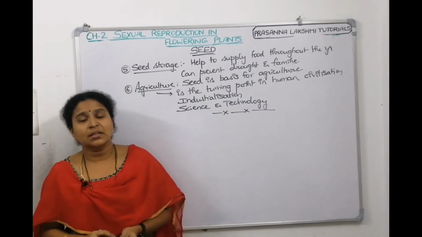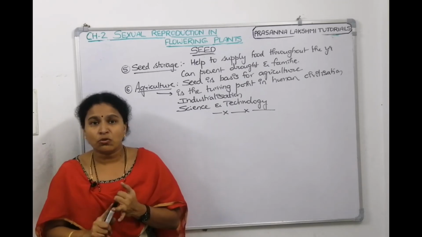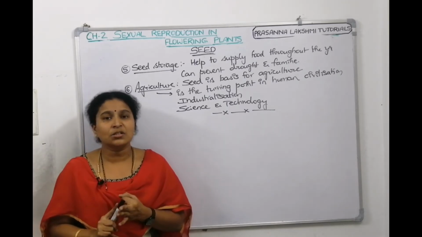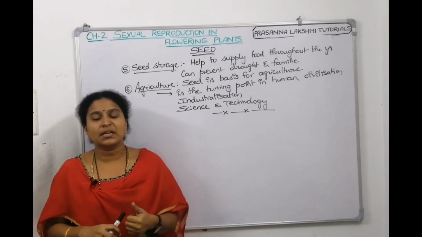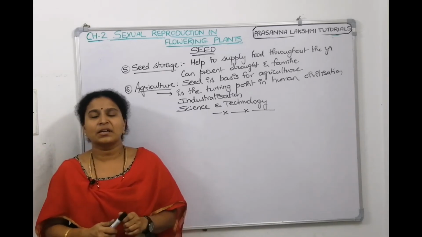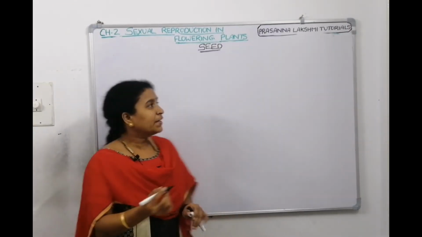What did we discuss? So, seed is very much required for agriculture. Seed helps in storage. Seeds help in variations and seeds act as reserve foods. They help in dispersal. They help in perennation and dependency. Viability of seed.